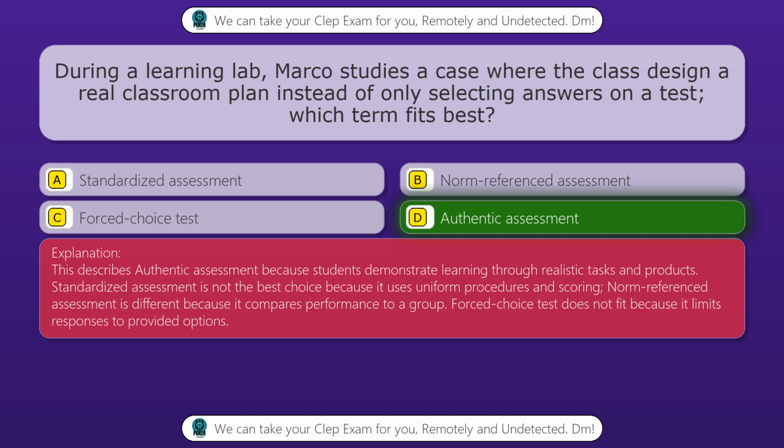This describes authentic assessment because students demonstrate learning through realistic tasks and products. Standardized assessment is not the best choice because it uses uniform procedures and scoring. Norm-referenced assessment is different because it compares performance to a group. Forced choice test does not fit because it limits responses to provided options.